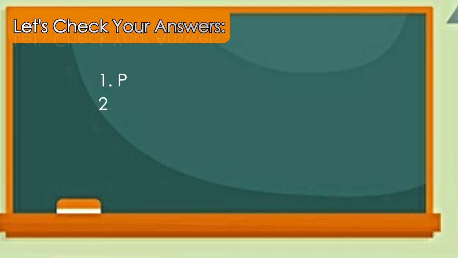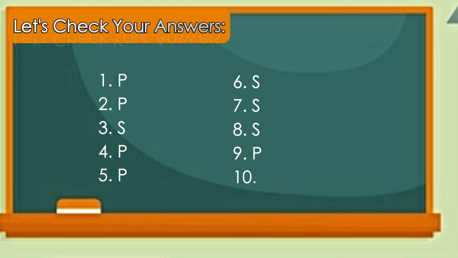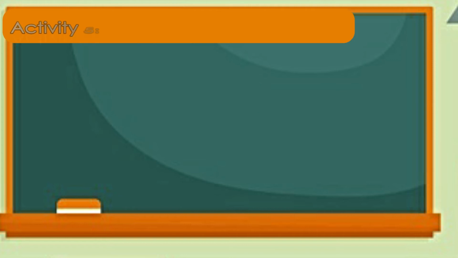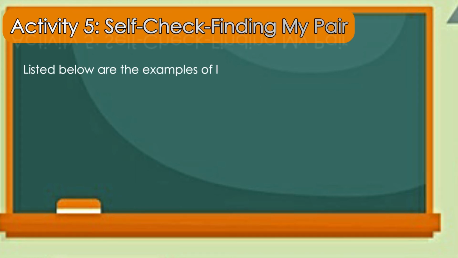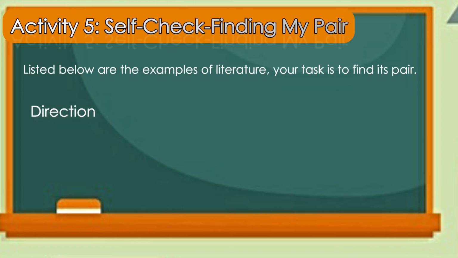Let's check your answers. Number 1, letter P. Number 2, letter P. For number 3, letter S. Number 4, letter P. 5, letter P. 6, letter S. 7, letter S. 8, letter S. 9, letter P. And 10, letter S. For your activity 5, self-check finding my pair.